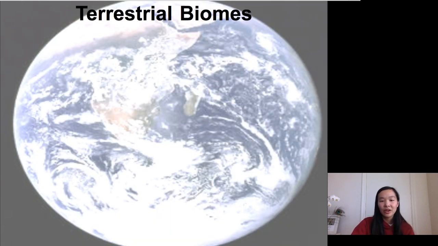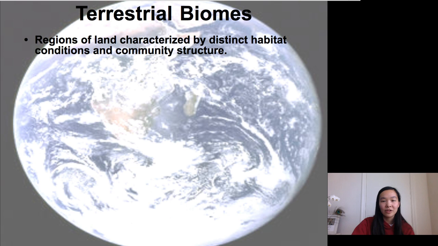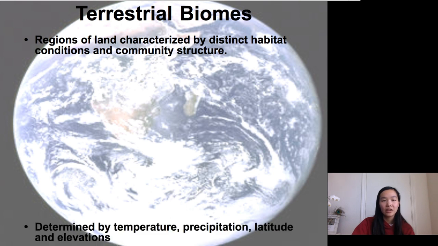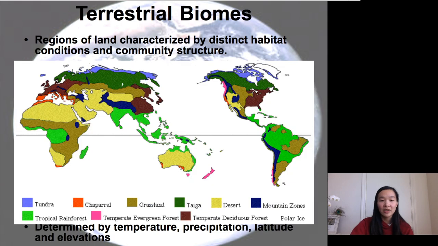Okay, so we're going to move on from water to land now. Terrestrial biomes, land biomes. Again, biomes are different regions, and they're going to be characterized by climate. So they're characterized by temperature and rainfall, stuff like that. And as you can see from this map, there's actually quite a lot of different land biomes.